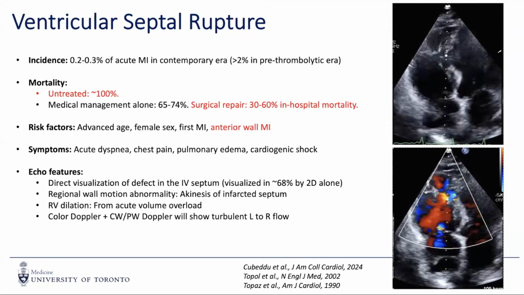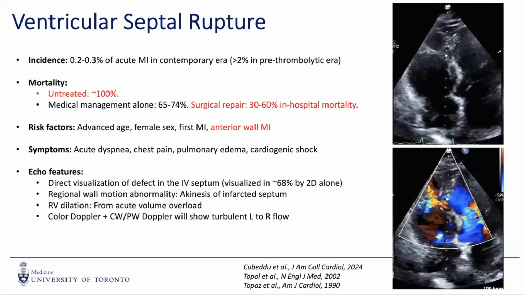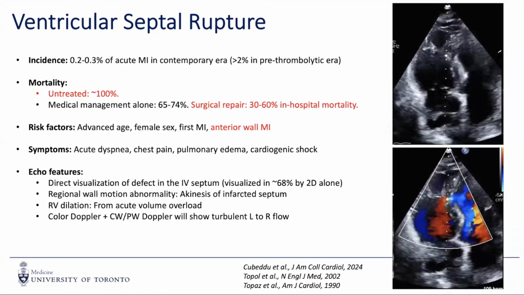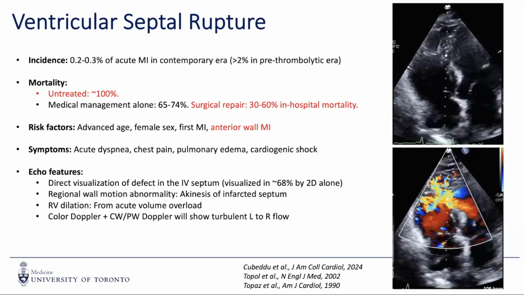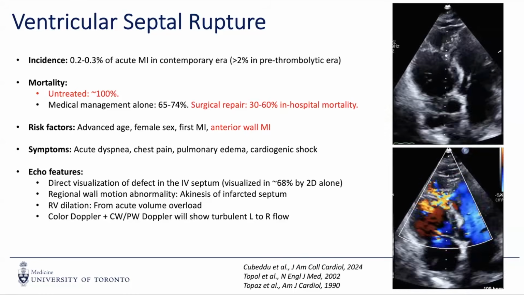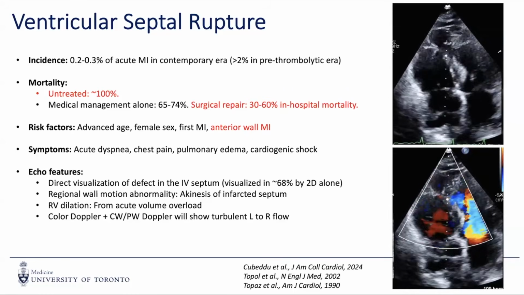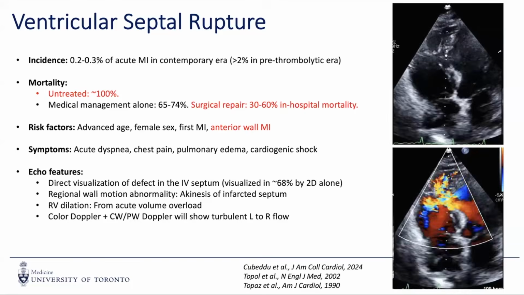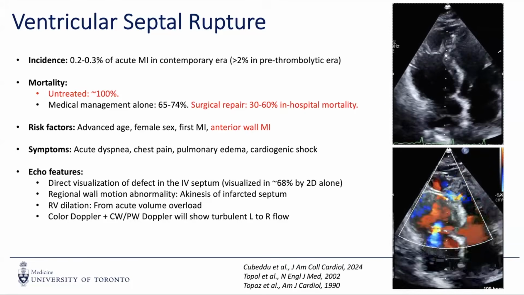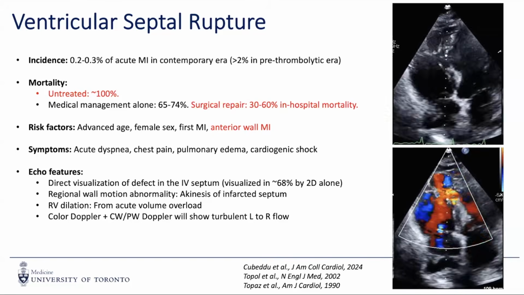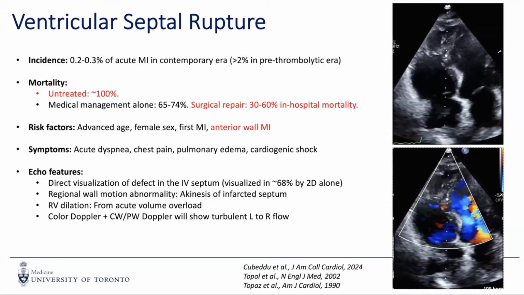You'll see here with the echo features, you can appreciate the defect clearly near the apex. You're able to also appreciate some wall motion abnormalities near the septum. And oftentimes, if there's a significant degree of shunting, you might appreciate RV dilatation as well. With the use of Doppler, including CW and PW, you can also appreciate the flow going to the right side. And just with color, you can see just how much flow there's going there.